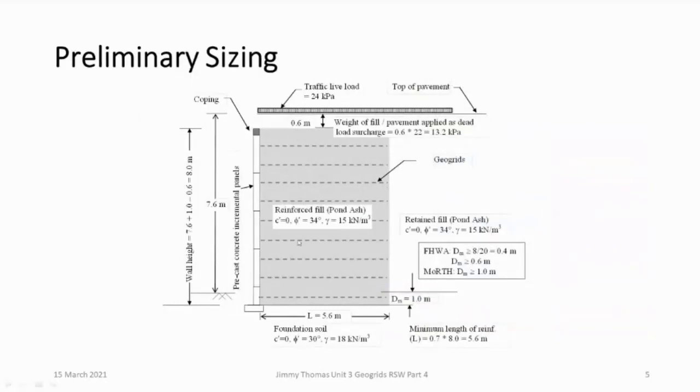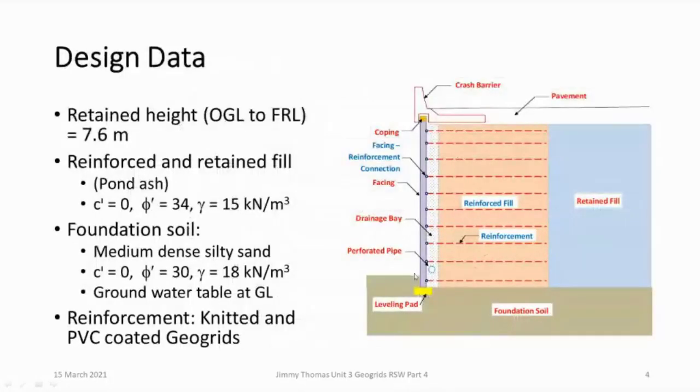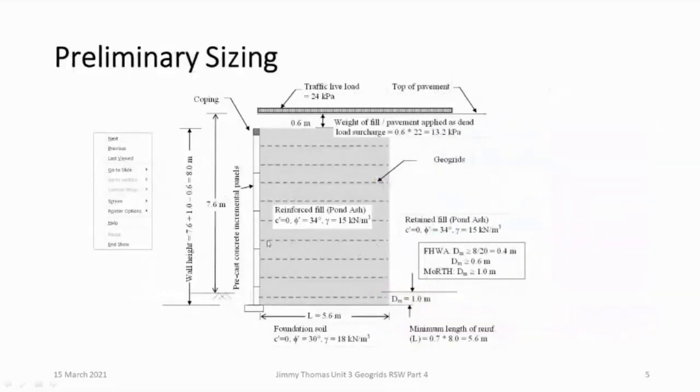Here we are given the retained height. That means from the original ground level to the finished road level, it is 7.6 meters. Now we have to decide on the embedment. If you look at FHWA, there are two criteria. One is the height divided by 20, which is something like 0.4 meters, or the minimum should be 0.6 meters. It cannot be less than 0.6 meters.